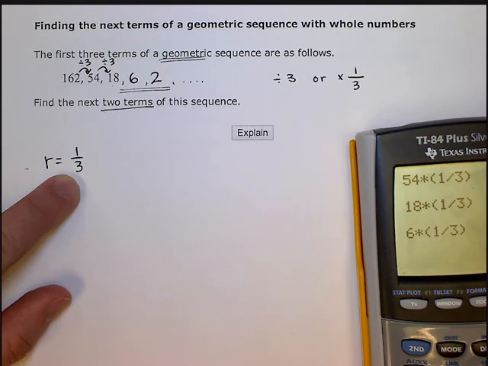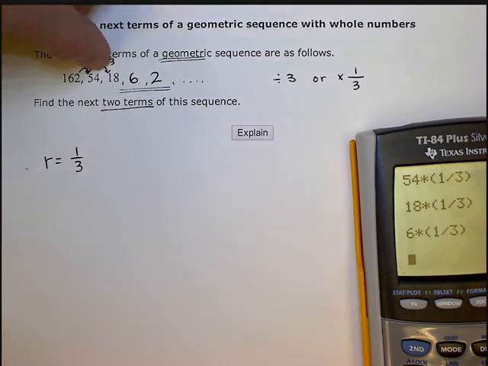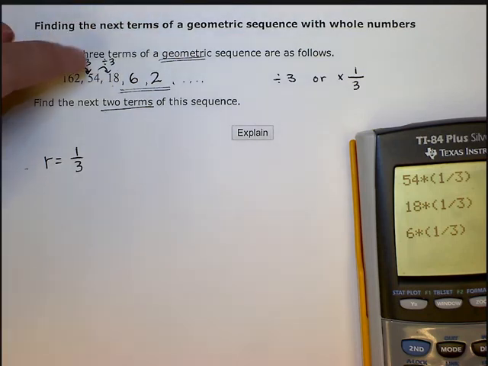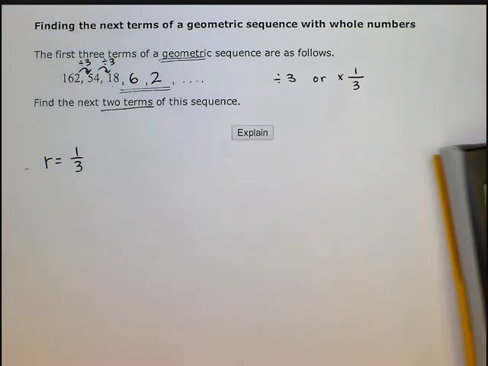And I found my common ratio by taking the second term and dividing it by the first, taking the third term and dividing it by the second. I found each time that we are multiplying by 1/3, or dividing by 3.